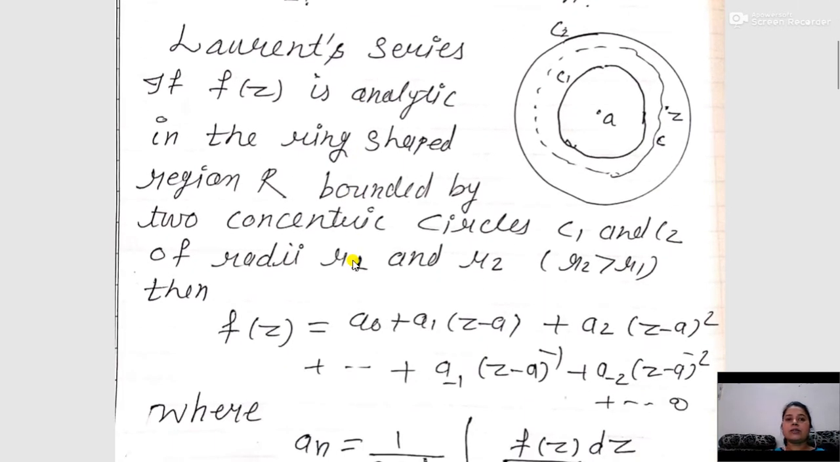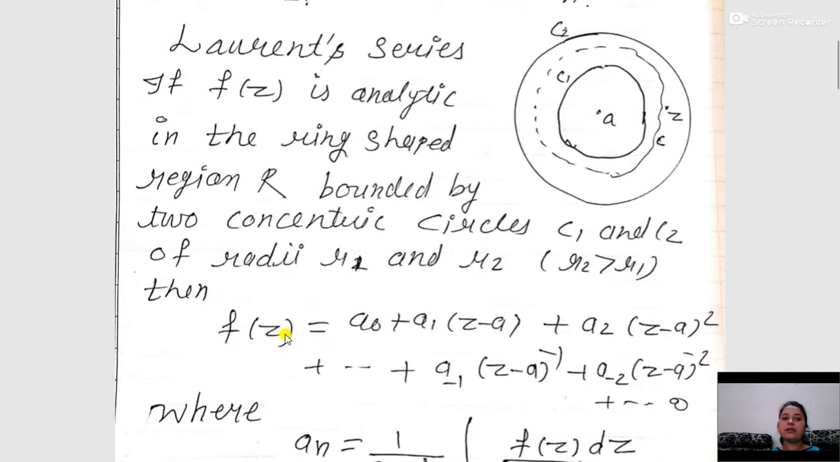Next is Laurent series, and as you can see, it is defined in a ring-shaped region. So if f(z) is analytic in a ring-shaped region bounded by two concentric circles C1 and C2 of radii R1 and R2, where R2 is greater than R1. So the circle C1 is inside the circle C2, and if f(z) is analytic in this ring-shaped region and C is any closed curve within this ring-shaped region and z is a point in this ring, then f(z) can be expanded using Laurent series.